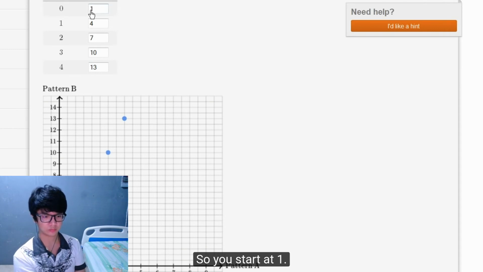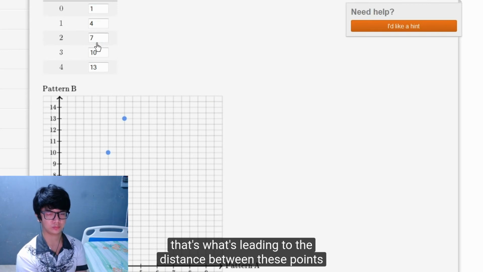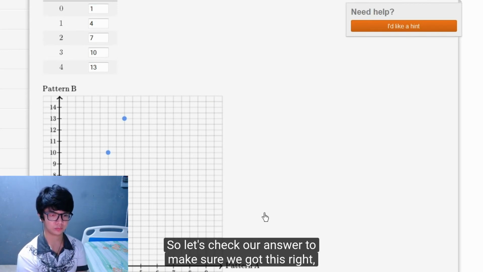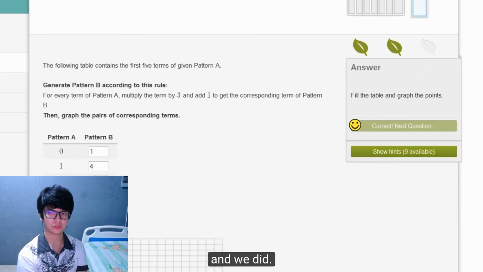So you start at 1, and then the fact that we're multiplying by 3, that's what's leading to the distance between these points being 3. So let's check our answer, make sure we got this right, and we did.